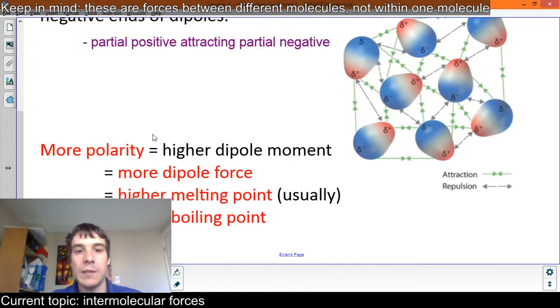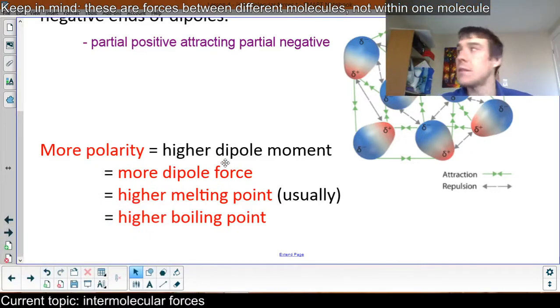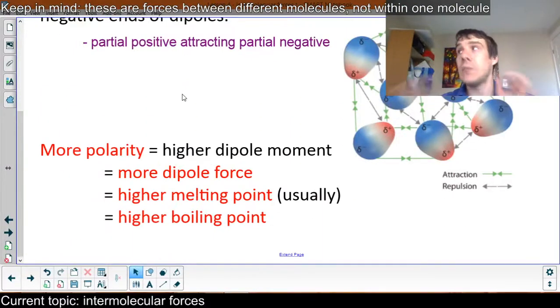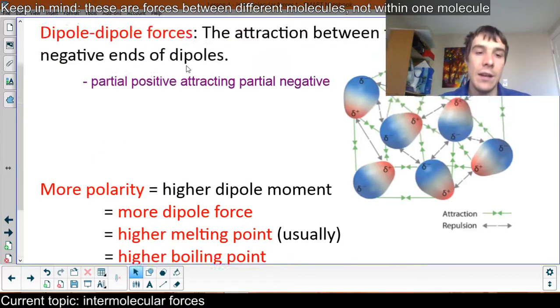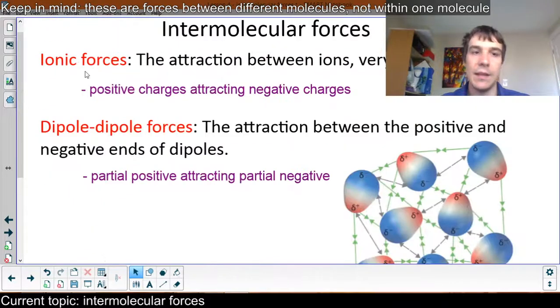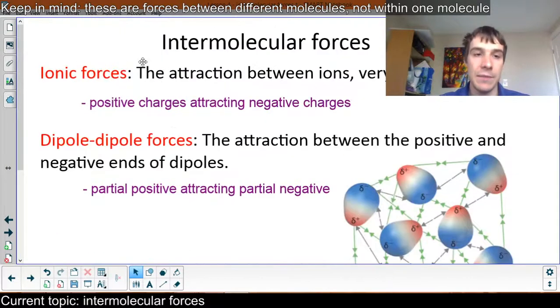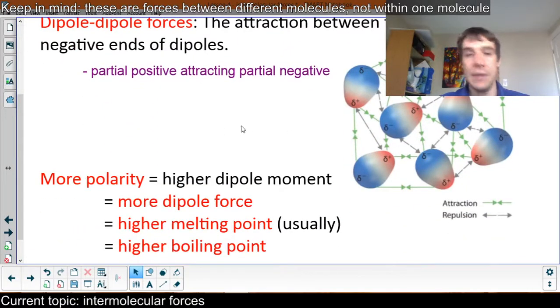More polarity usually means a higher dipole moment, usually means a higher melting point and a higher boiling point. Not always. There's other things that can get in the way. So that's the first two intermolecular forces, ionic and dipole-dipole. These are the strongest forces, and ionic is on another level above dipole-dipole. Again, 800 degrees Celsius melting point for salt, compared to something like water or alcohol, which boil at around 100 degrees Celsius.